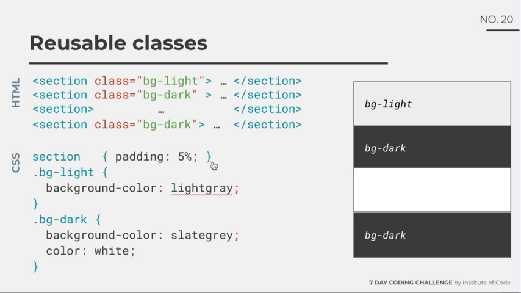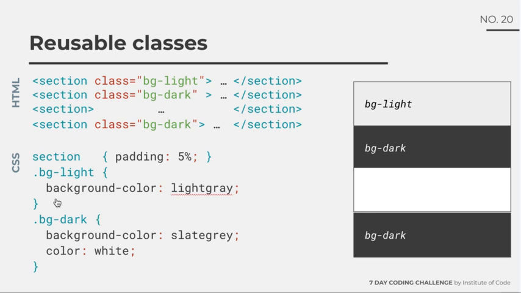So I've applied my universal styles first. I've targeted every section and given it 5% padding because I don't want to write that out every single time. So all of my sections have 5% padding. And then I've created a class for each background. So for my light background, I've created a class BG Light, given it a background color of light gray. And then for my dark background, I've created a class BG Dark.